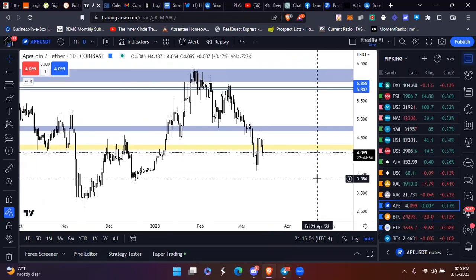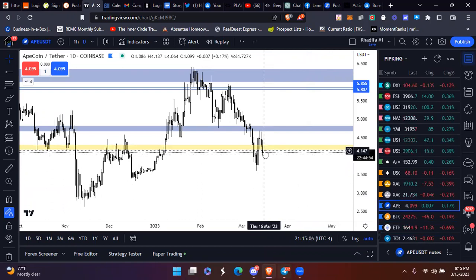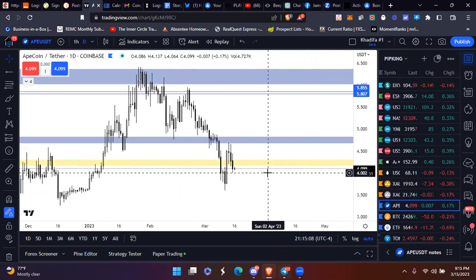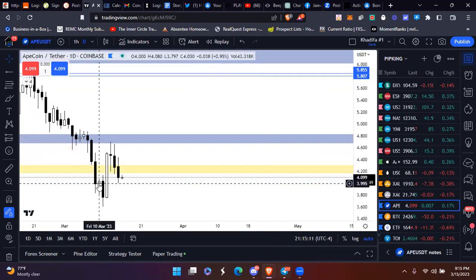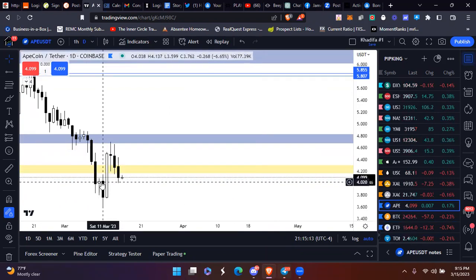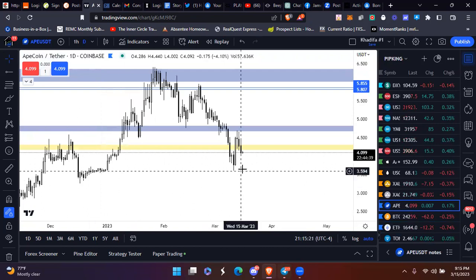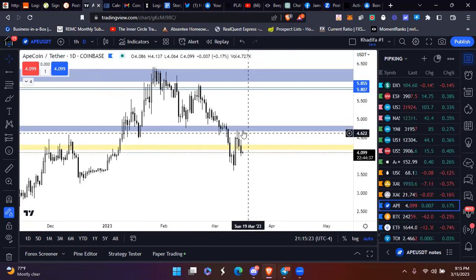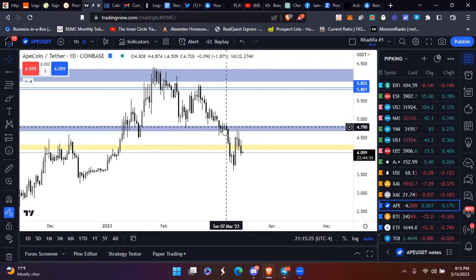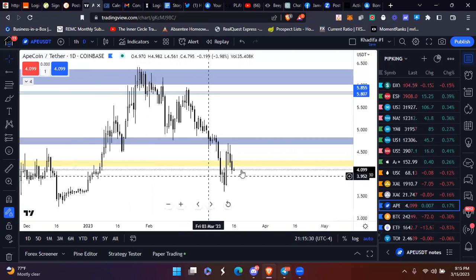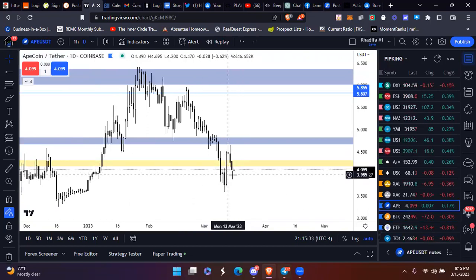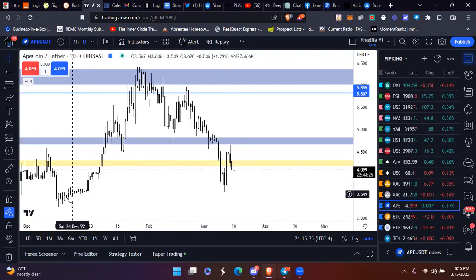Same thing with ApeCoin. Let's see if we respect this level here with ApeCoin, this little mini market structure that we have. If we do, then we can push back up to the upside market structure we have up here. But if not, if we push through this, then we'll be coming back down to retest this monthly structure.